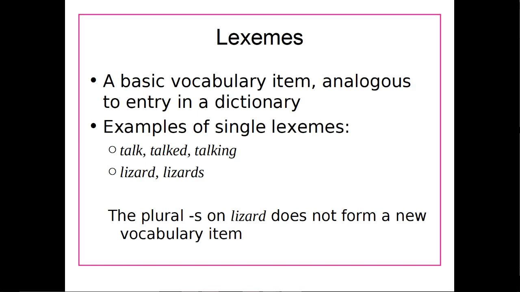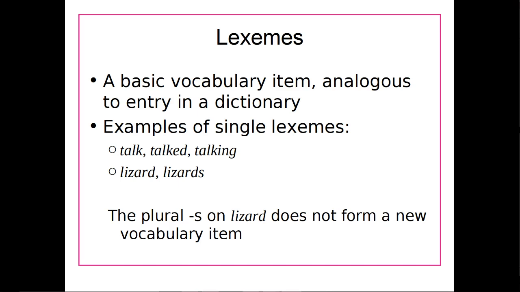Before we get into looking at those different types, I want to introduce the concept of what's called a lexeme. A lexeme is a basic vocabulary item. This is what we would think of as the entry in a dictionary. So an example of a lexeme might be talk, but then talked and talking would actually be the same lexeme. They have the same basic meaning. We're just adding on affixes to change something like the tense of the verb.